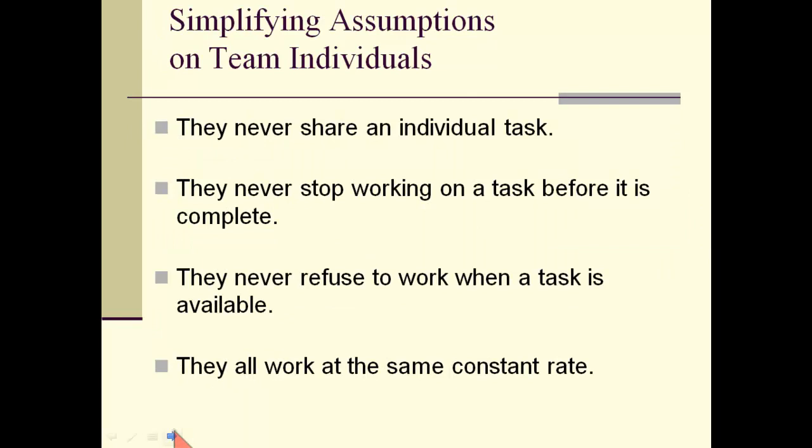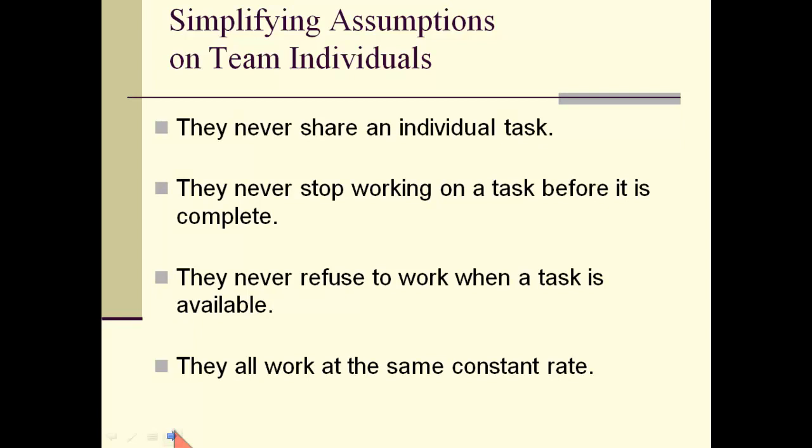Let's make some assumptions on the people that are going to be working for us. And then after we finish here, we'll talk about how realistic these are. First assumption, that the individuals working for you are never going to share an individual task. So they're going to divide the overall work, but regarding task 1, task 2, task 3, those tasks are going to be done by a single person. They'll never stop working until they finish a particular task. Once the first person starts working on, say, task 4, he or she's going to keep working until it's finished before stopping.